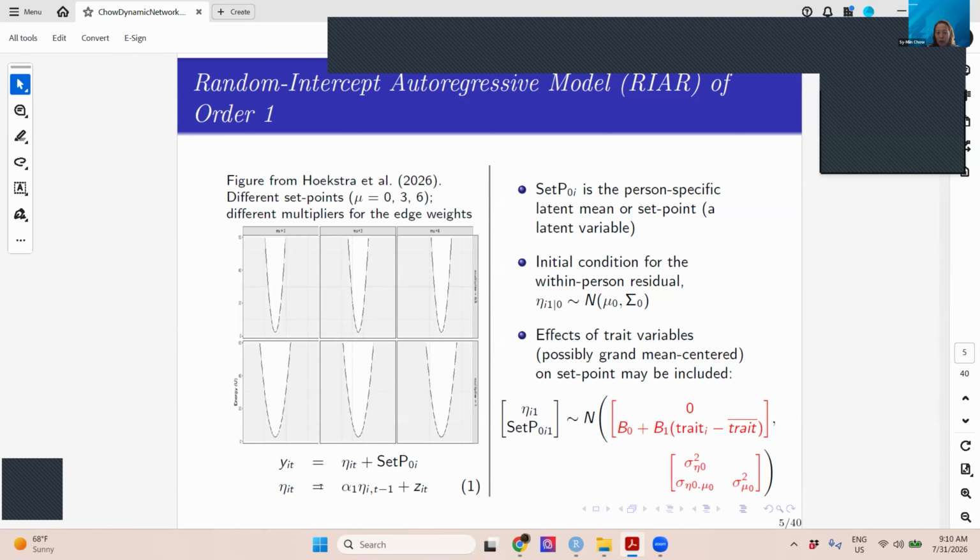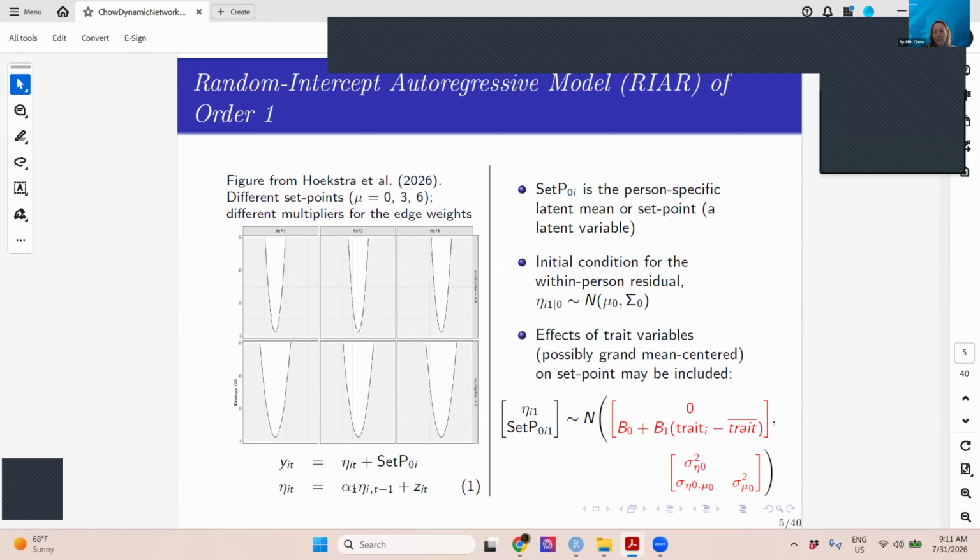And alpha 1 is the so-called autoregressive weight. This eta may represent within-person deviations. So from our raw time series data for person i at time t, we can start by decomposing the data into a within-person part and a between-person part. The i indexes person. So this is the set point for person i, and this is the within-person deviation from that set point. Every person has a stable set point, a trait level, and they fluctuate around this set point.